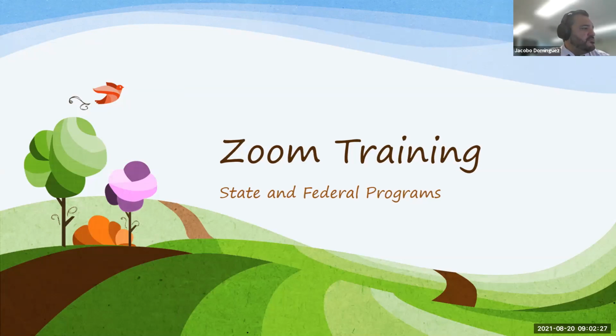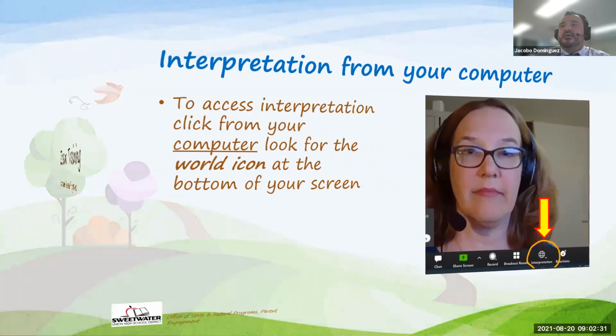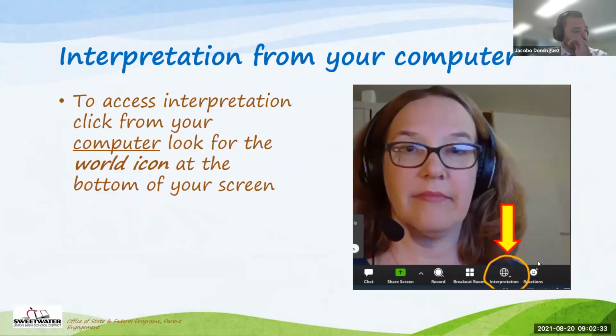So in order to get an interpretation in Spanish, what you need to do is go into the little globe that is on your toolbar. Your toolbar is that thing that shows up when you move your Zoom. You will be able to get into that toolbar by moving your mouse. When you move your mouse, it gets you into a toolbar. And you want to look for the globe.